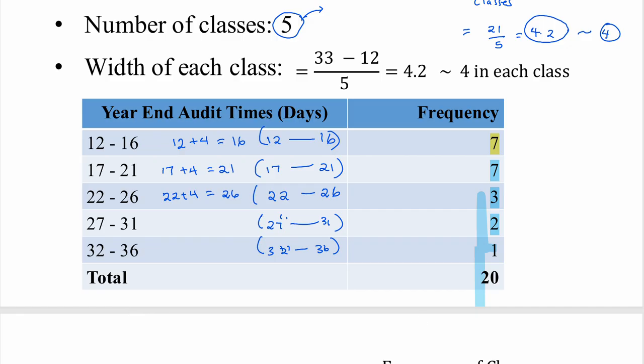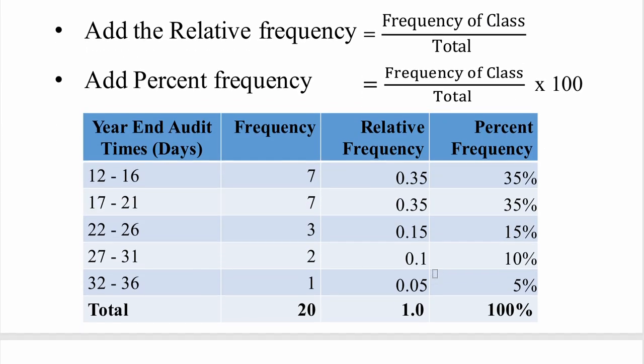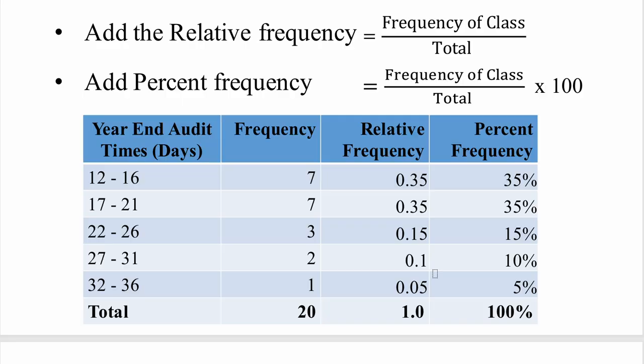Now, once we have the different classes and their frequency distribution, our next step will be to create the relative frequency distribution. Just like we did in the case of categorical variables, the relative frequency calculation will be the frequency for each class divided by the total. And so for the class of 12 to 16, we will divide the 7 by 20, and that should give us a relative frequency of 0.35.